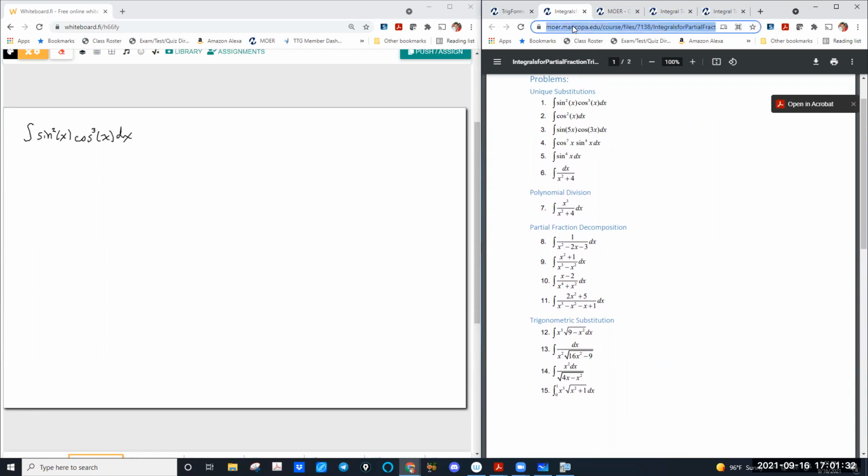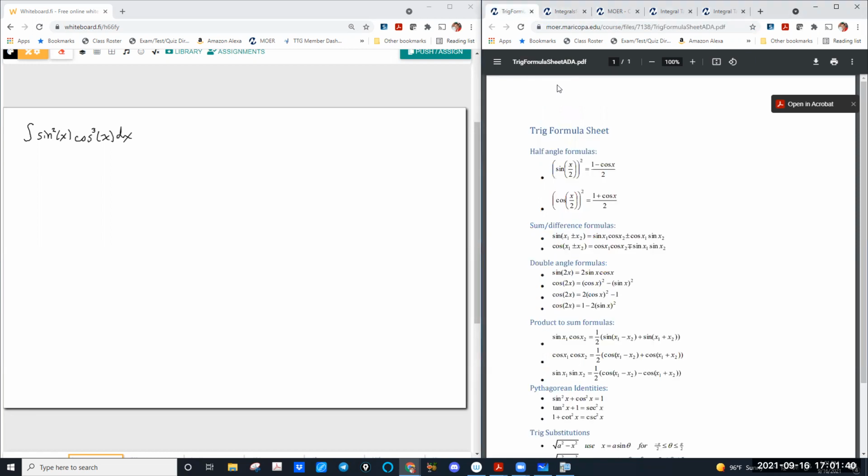So first thing I'm going to do is put this worksheet in the chat. I also want to put this trig formula sheet in the chat, because in some cases we're going to use these trig identities to help us solve these integrals. And I do want you to know, you will get every formula that's on this trig formula sheet. You will have those available to you on the midterm. They will be included with the midterm.